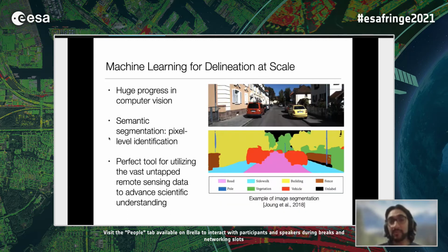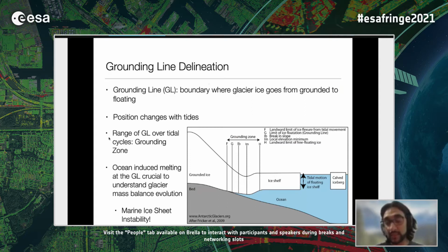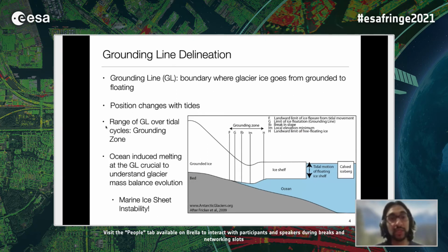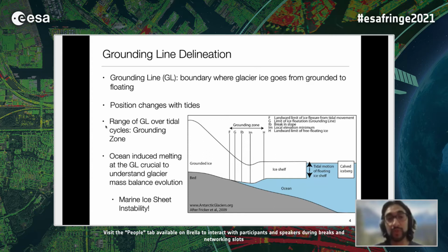But at the same time, as it's widely known, there has been a huge explosion in computer vision and machine learning, and specifically pixel-level semantic segmentation. And this is really the perfect tool to bring these two worlds together and get that broader understanding across many spatial and temporal scales that's needed. So with that in mind, the issue that I'm going to focus on in this talk is based on some recent work that we did for grounding line delineation based on double difference interferograms.